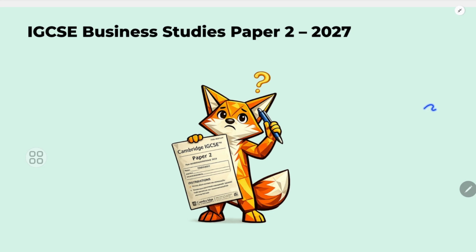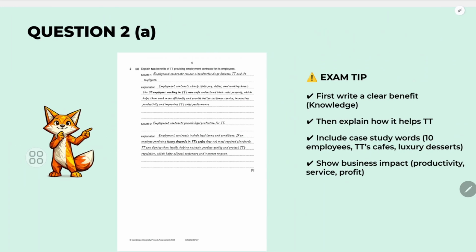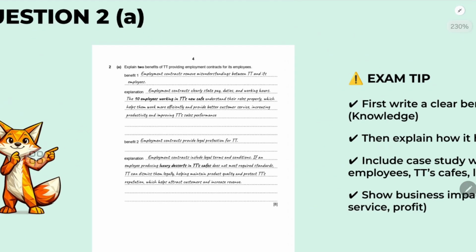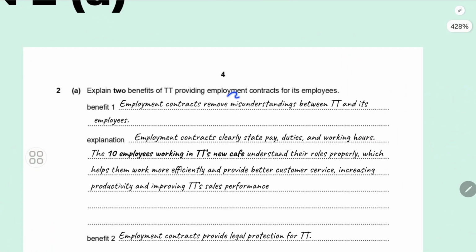Hello again. In this video, we're going to continue question 2, 3, and 4 from paper 2. Now let's look at question 2a. Explain two benefits of TT providing employment contracts for its employees.